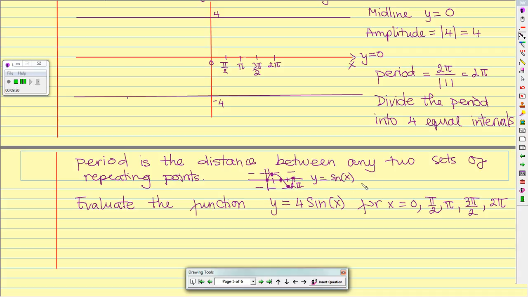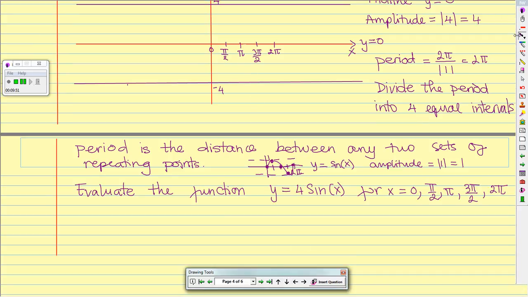So the amplitude for the parent function is 1. So amplitude is absolute value of 1, which is 1. But the amplitude for our given transformation is 4. So now you see your y maximum and your y minimum is not going to be 1 anymore. It will be 4 for y maximum and -4 for y minimum. And if you want to make sure, you can go ahead and make a table, and you can plot the points.